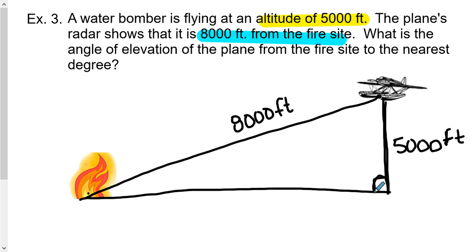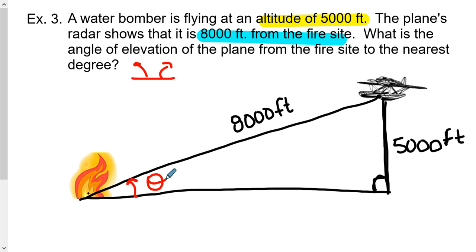What is the angle of elevation? So remember, that means from the ground up, of the plane from the fire site. So the angle of elevation from the fire site, the angle up to where we see the plane. This is the angle we're looking for. This is our theta. This is our unknown.